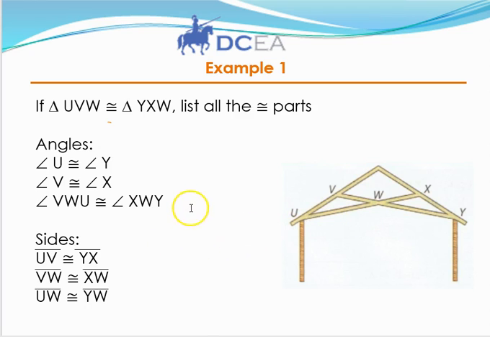If you're doing one of these problems, be careful not to just say angle W. Angle W is more than one angle. It belongs to both triangles, so you have to call it out with 3 letters.